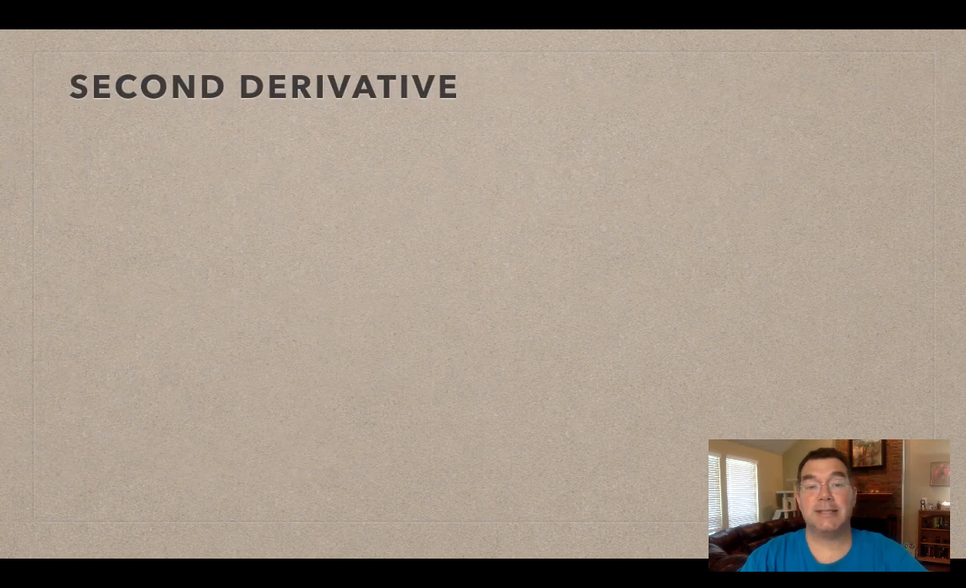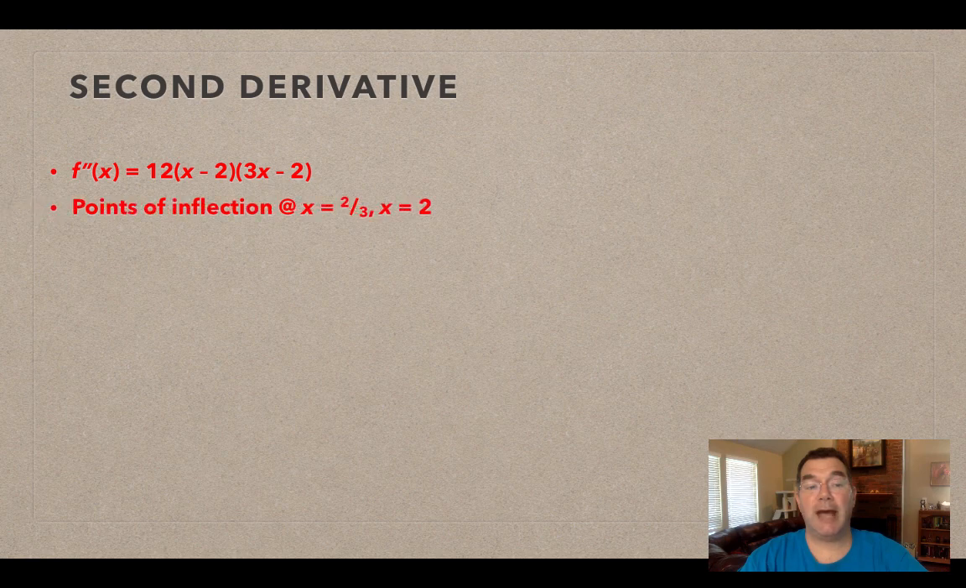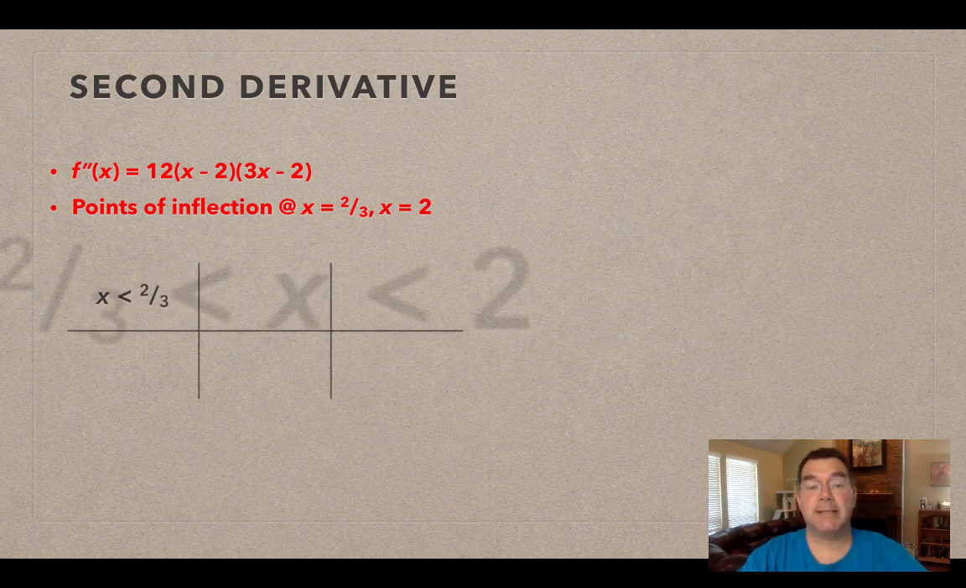All right, now we look at the second derivative. There it is. Remember, we have points of inflection at x equals 2/3 and x equals 2. Now, I want to point out that these are possible points of inflection. They're not going to be points of inflection unless the second derivative actually changes sign from one side of each number to the other side. Okay? So here is my sign diagram again. This time it's for the second derivative.